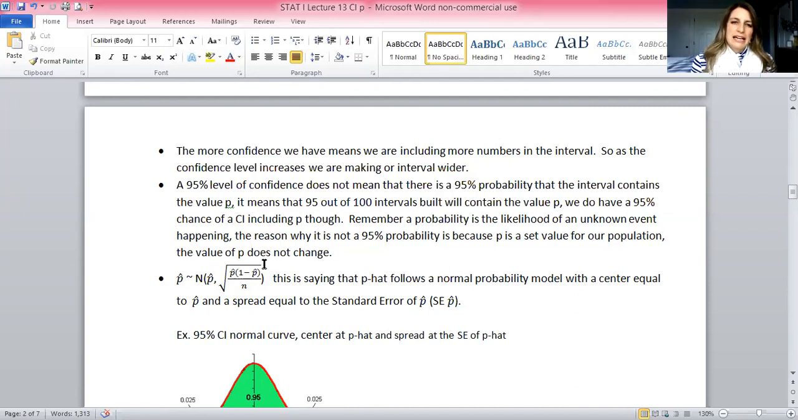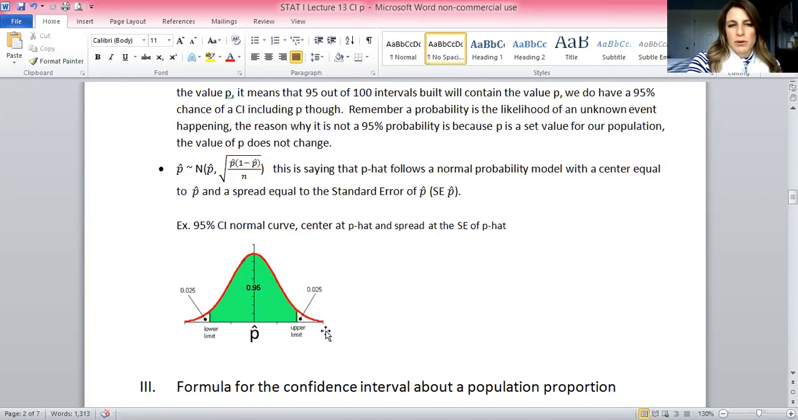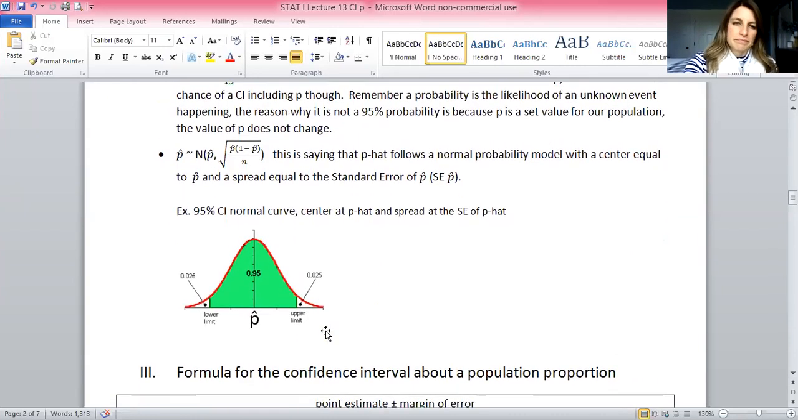When we're talking about a 95% confidence level, that means 95 out of 100 CIs built will contain p, the value p, okay? It's just we don't know which ones will include it and which ones won't, okay? So that's why we say 95% confident, or 90%, or 99%. It really can be any percentage. Those are just the typical ones we use, okay?